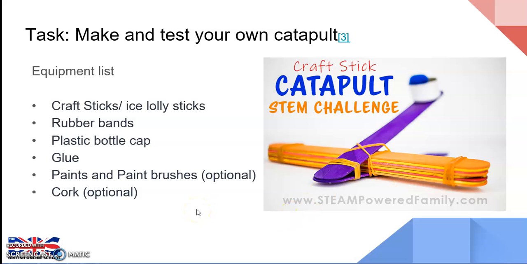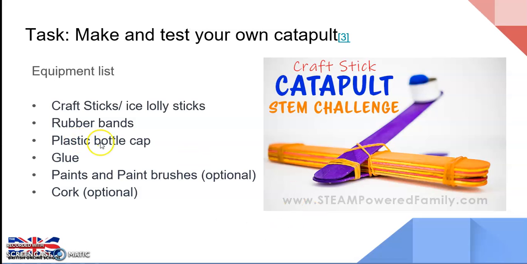Rubber bands will be essential for this, so if you don't have rubber bands, like I asked you in the previous lesson, it's worth trying to get hold of some of those. You can substitute that for maybe hair elastics, that could work as well, but rubber bands are best for being able to assemble your catapult.